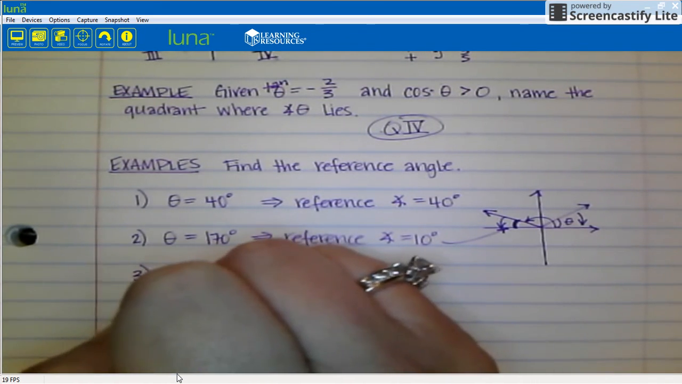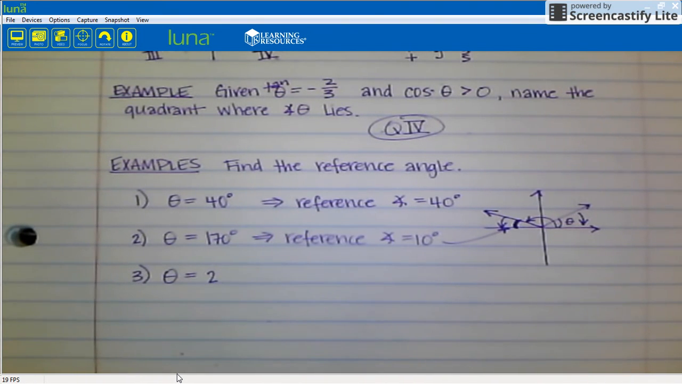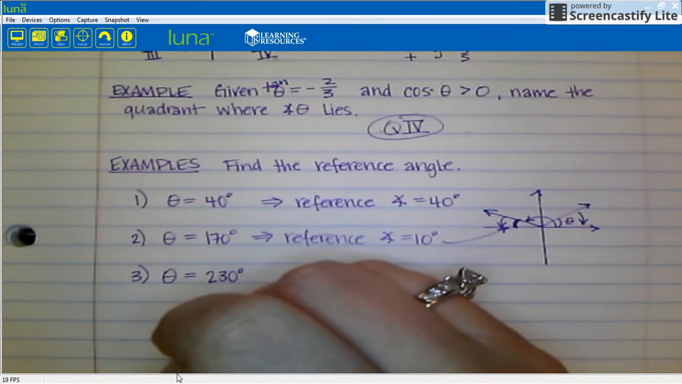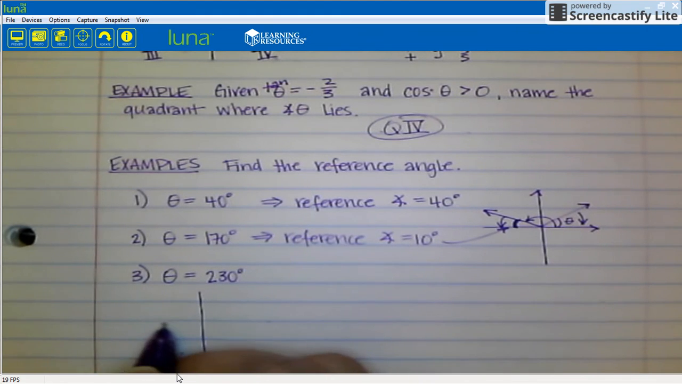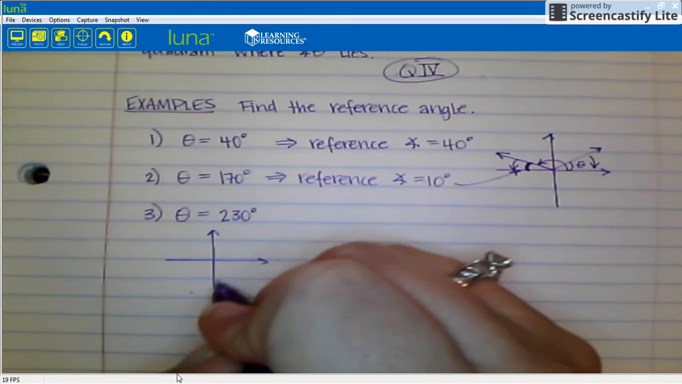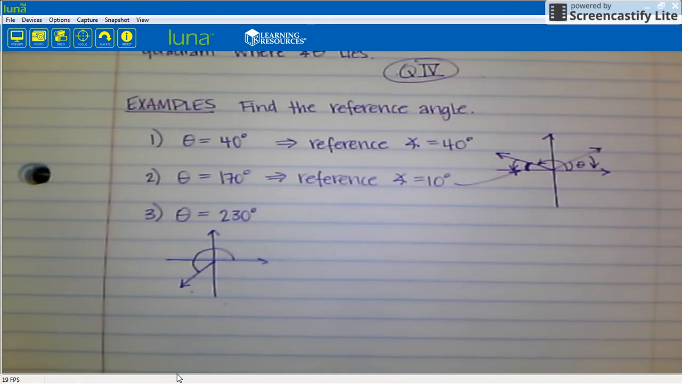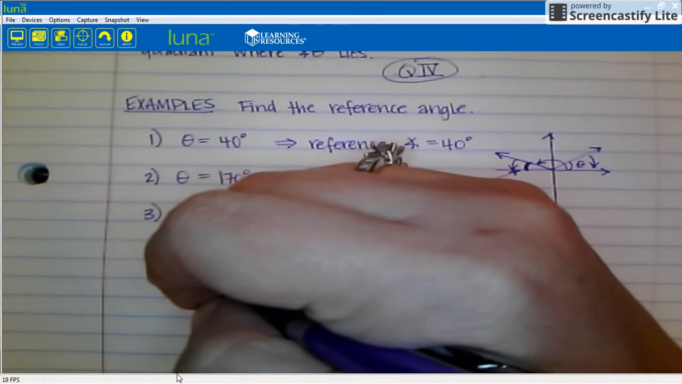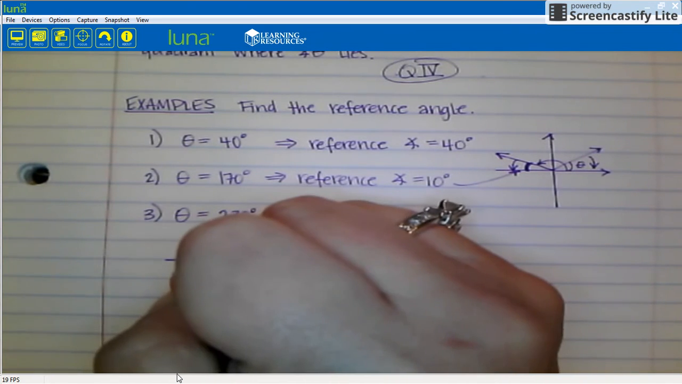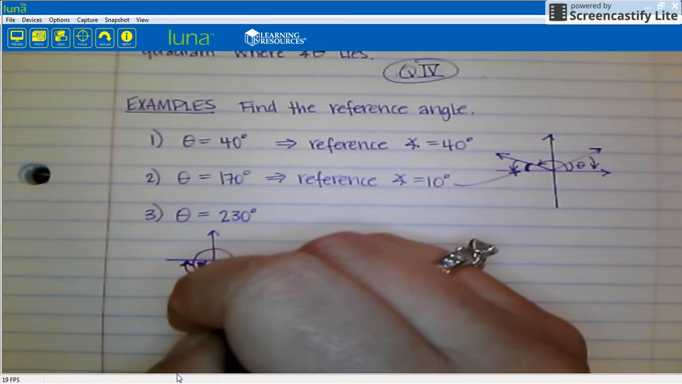Similarly, if I have theta is equal to 230 degrees, when I draw this in the coordinate plane, 230 degrees is greater than 180, but not quite 270. So I'm going to be here somewhere. My reference angle is going to be this angle that brings me back to the x-axis. It's this angle that lives inside here. We won't call it theta since I called that one theta, so we'll call it gamma.